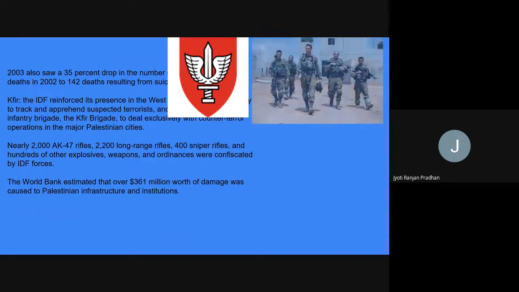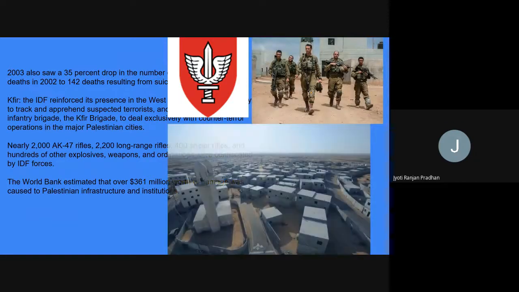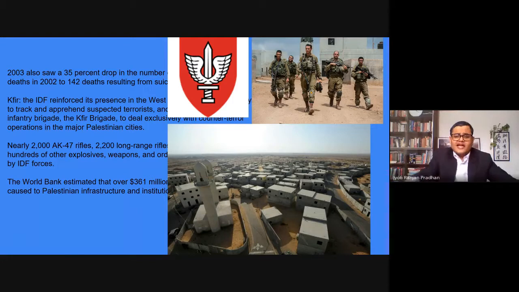The lessons learned from the second Intifada, Israel creates the Kfir Brigade, which is like an urban warfare unit. There is far greater focus on urban warfare. This image down here is a world famous urban warfare training center that Israelis have built in the Negev desert. It's called Baladia. It's like a village that's built only for military training.